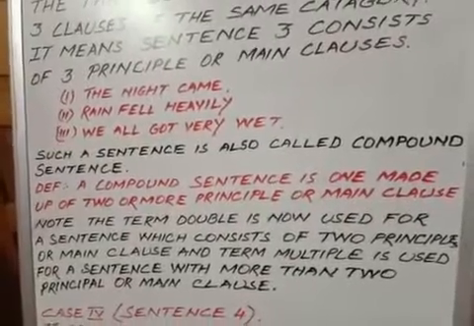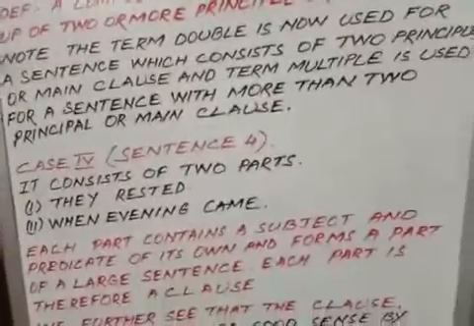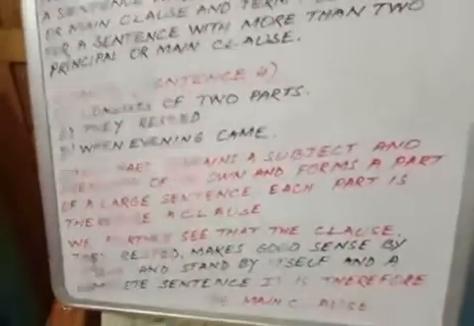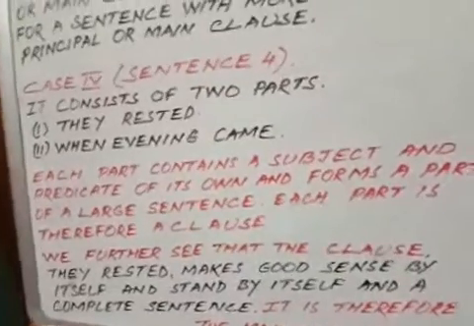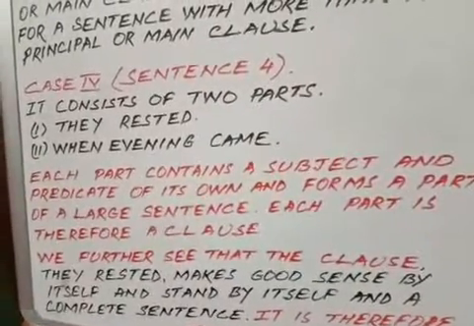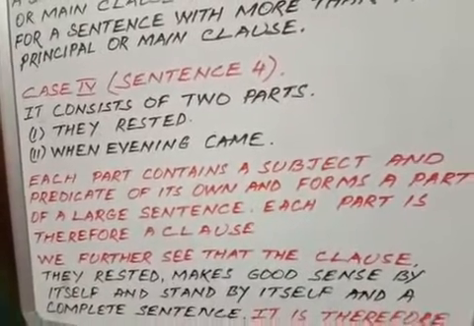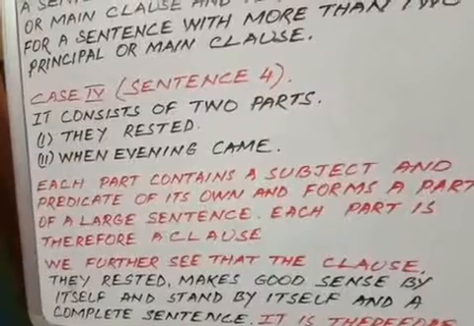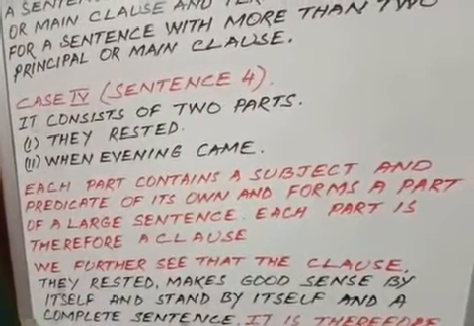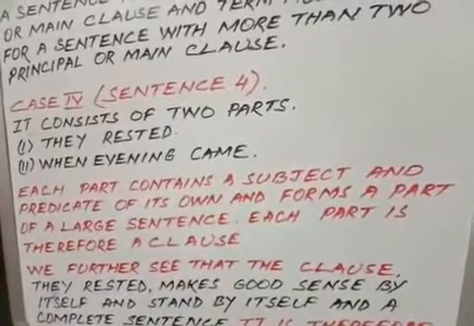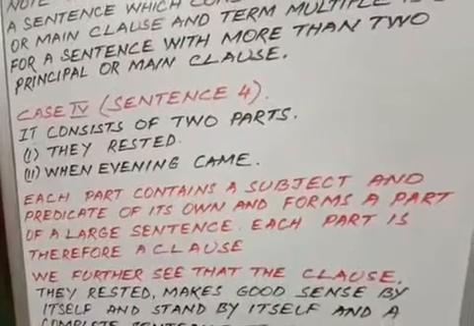Now let's come to case number 4 and sentence number 4. It consists of two parts. They rested, number 1, and number 2, when evening came. Each part contains a subject and a predicate of its own and forms a part of a larger sentence. Each part is therefore a clause.